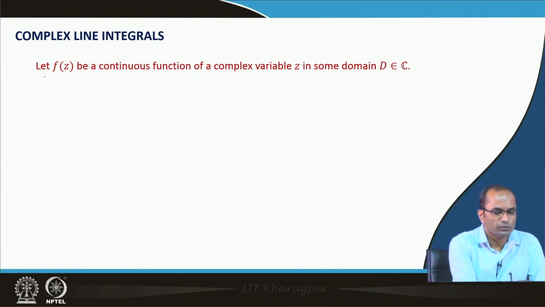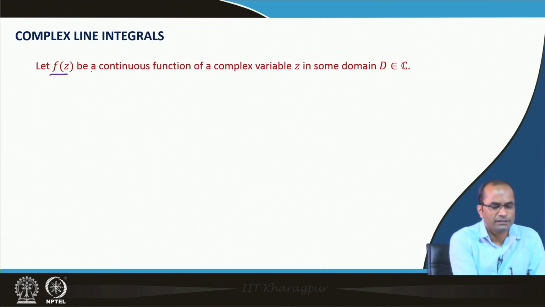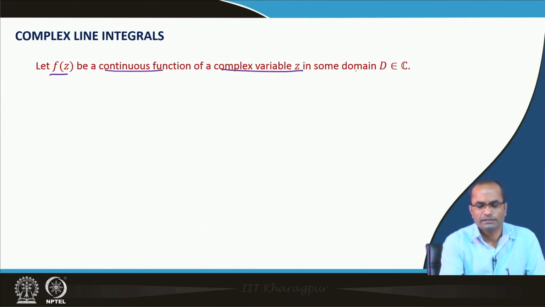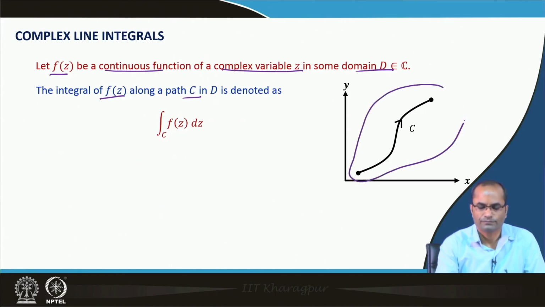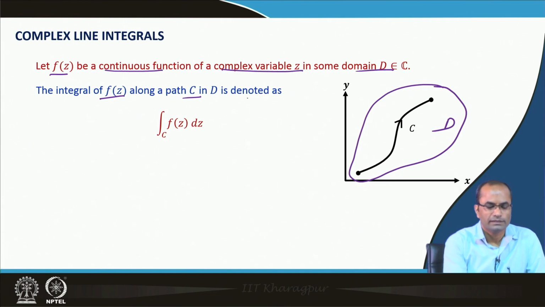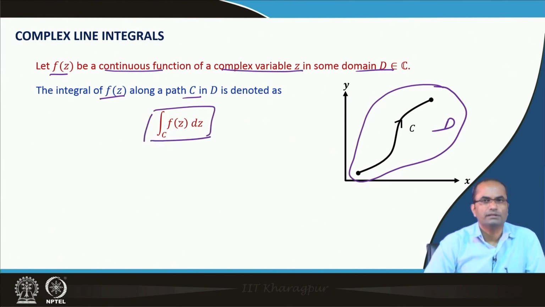So, just to go quickly, let f(z) be a continuous function of a complex variable z in some domain D, then the integral of f(z) along a path C, so we have a path C in some domain D, is denoted by this notation: integral over C of f(z) dz, a similar notation we had earlier in the context of vectors.